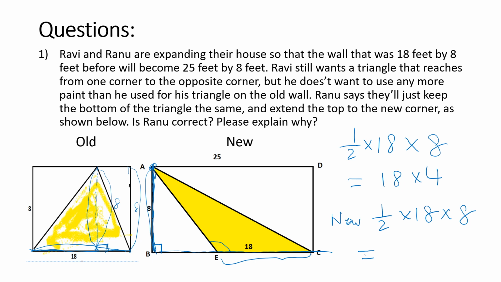So therefore, for the new triangle, you also have 18 multiplied by 4 as the area. You compare the old and the new, they're the same. So they will use the same amount of paint.